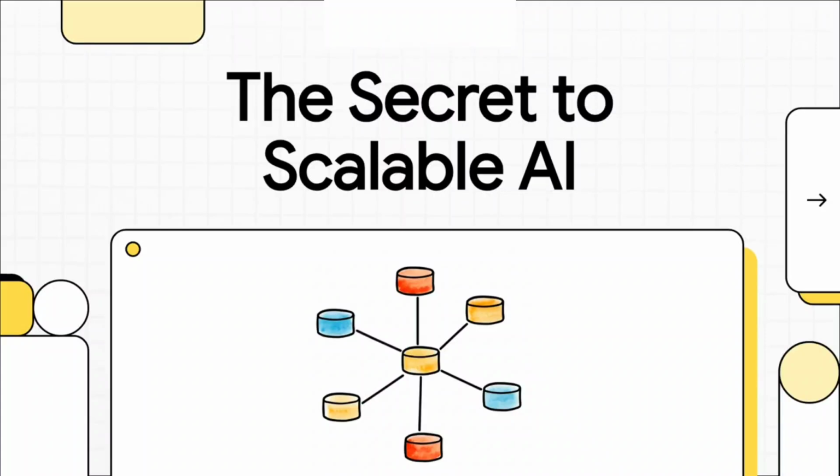We've all seen what AI can do, right? But there's this huge, hidden problem that's stopping it from really acting in the real world. So today, let's dive into the secret that might just fix everything.